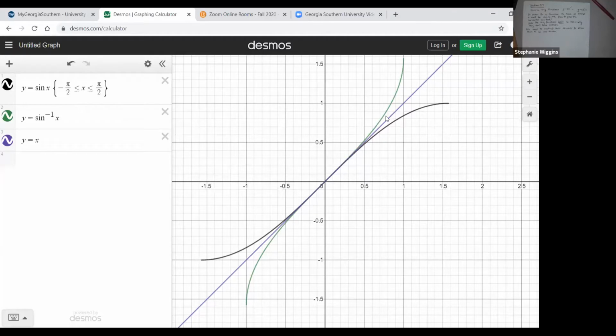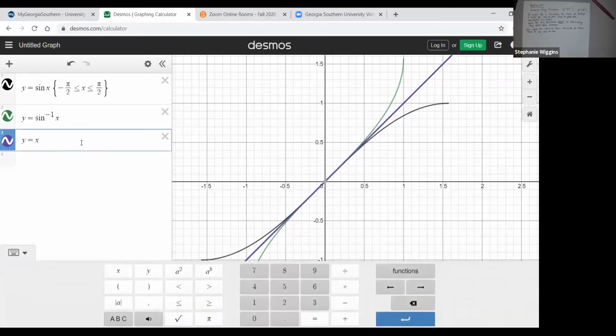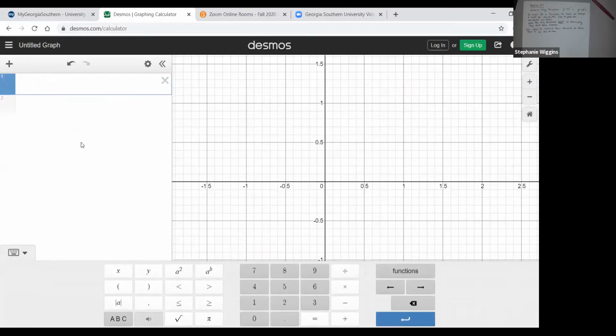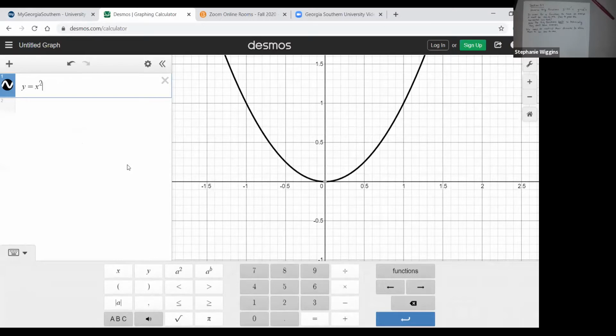But all right, now let's do the same thing for cosine. You can see the reflection across the purple line. Inverse functions will always be a reflection across that y equals x, that purple line there. Every single inverse function. Another one that you're familiar with, this doesn't have to do with trig functions, but let me show you. Y equals x squared. Now watch this. This function does not have an inverse. Watch, it does not pass the horizontal line test because it intersects twice.